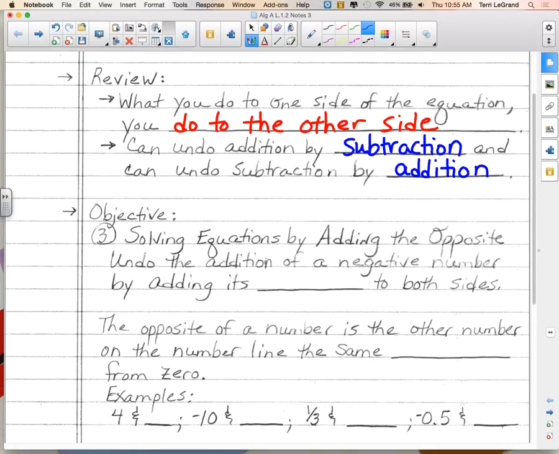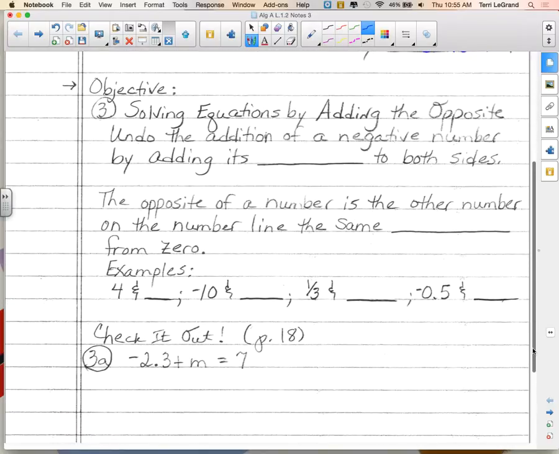Okay. Today our objective is we're going to be solving equations by adding the opposite. So we're going to see a new set of types of problems, and we're going to need to add the opposite. So let's talk about what opposites are first of all, okay? Undo the addition of a negative number. So here's what we're going to do. We're going to undo the addition of a negative number by adding its opposite to both sides.